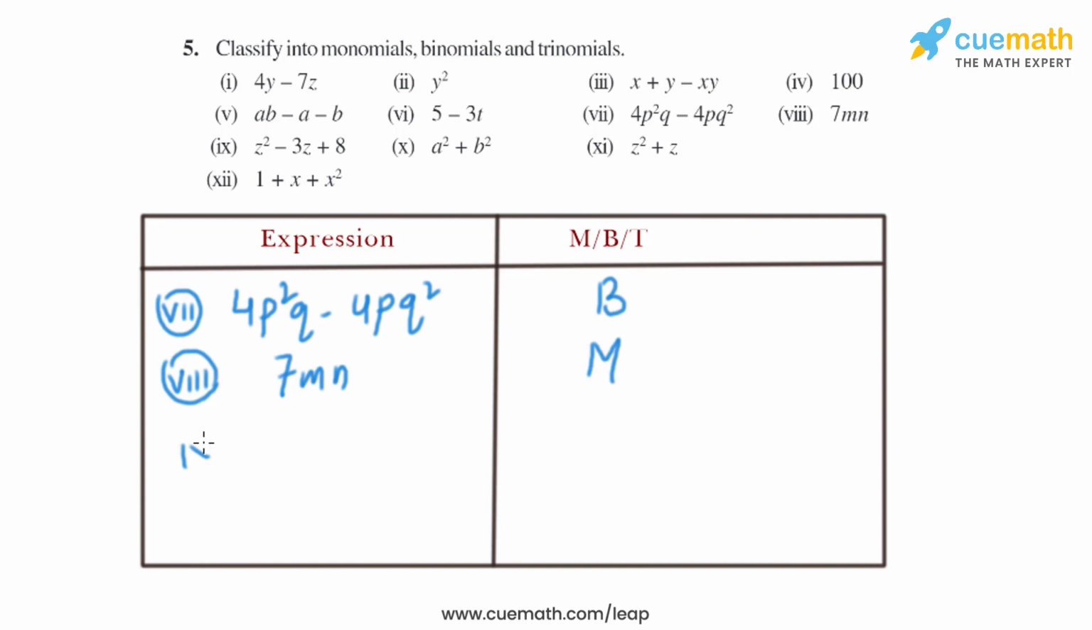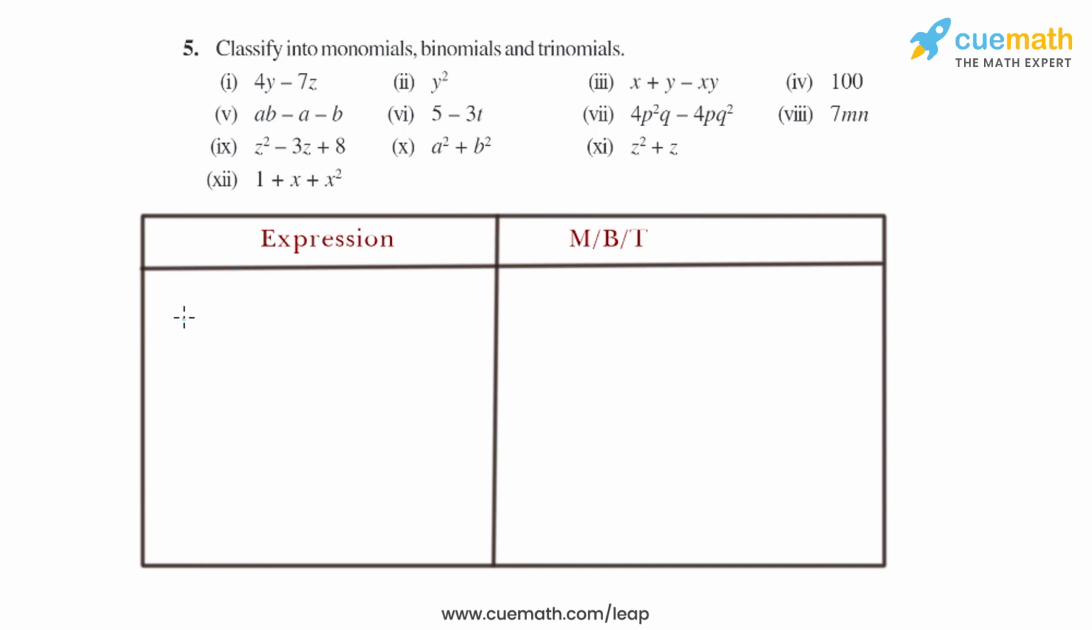Now let's move on to the ninth part. So in the ninth part, the expression that is given is z square minus 3z plus 8. So as we can see that there are three different terms in it, z square, minus 3z and plus 8. So that is a trinomial. Now let's move on to the 10th part. The expression that is given in the 10th part is a square plus b square. So as we can see that there are two different terms, a square and b square. So it is basically a binomial.